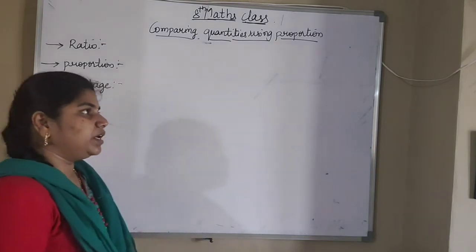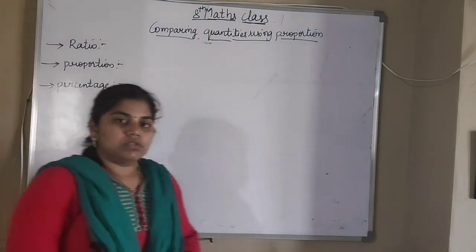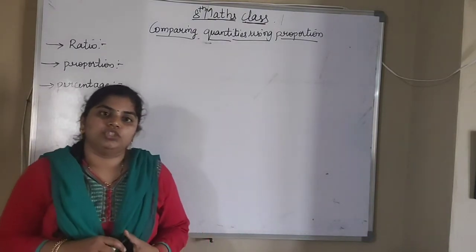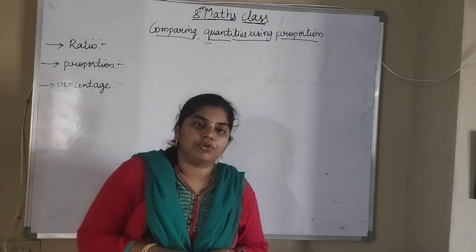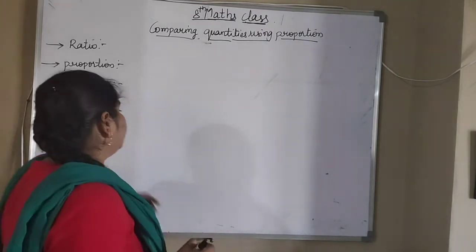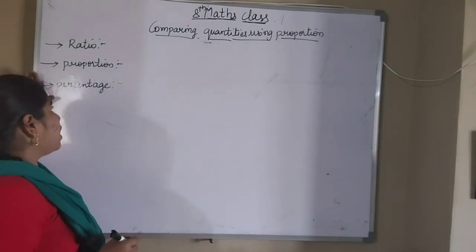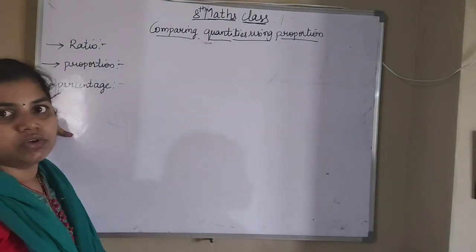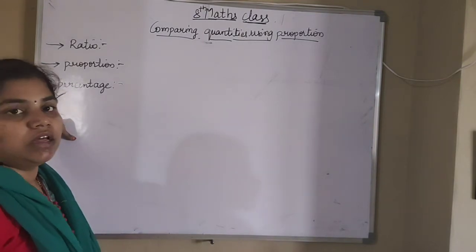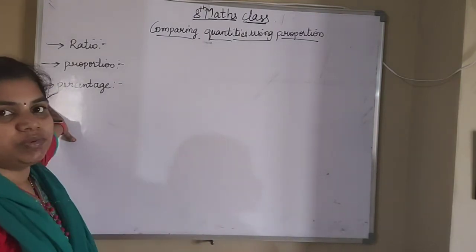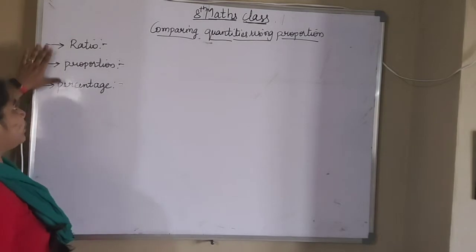This chapter is about ratios. You have already learnt about ratio in 7th class. You learnt about ratio, proportion, and how to find percentages. Now we are learning an extension of this. So first we will revise these three.